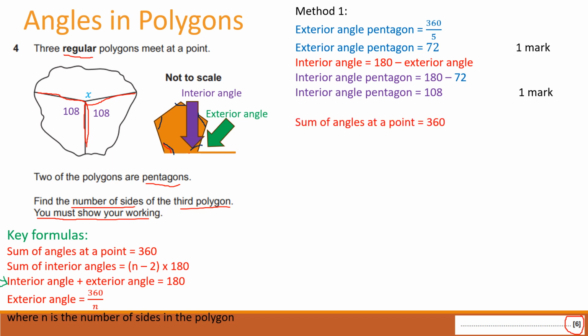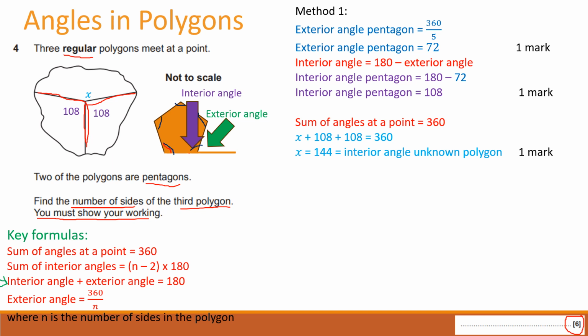So we know the sum of the angles at a point adds up to 360. So the angle x plus the 108s, so 108 plus 108, will add together to give me 360. So x plus 108 plus 108 equals 360. I can add those 108s together to give me 216. The opposite to plus 216 is subtract 216. So 360 take away 216 gives me 144 degrees, which is the interior angle of the unknown polygon, and that is your third mark there.